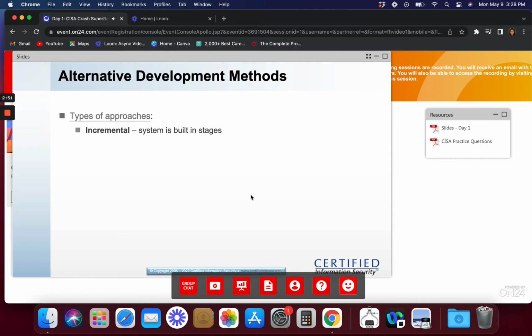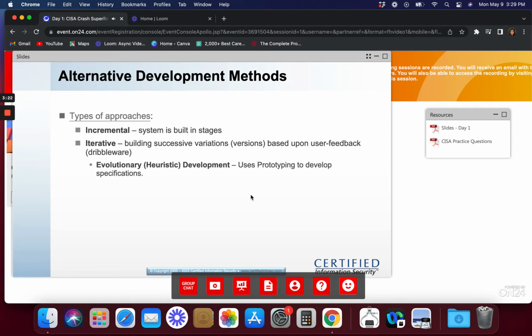Types of approaches. We have incremental approaches to developing systems and software. The system is built in stages. We have the iterative approach, which is building successive variations based upon user feedback. For software development, each version is a new version that's based upon what complaints we got from the old version. We call that iterative, and that is building successive variations. We have evolutionary or heuristic development using prototyping. We have spiral development, starting with macro functionality, developing towards full and robust functionality. Agile development, development broken down into short time-boxed iterations.